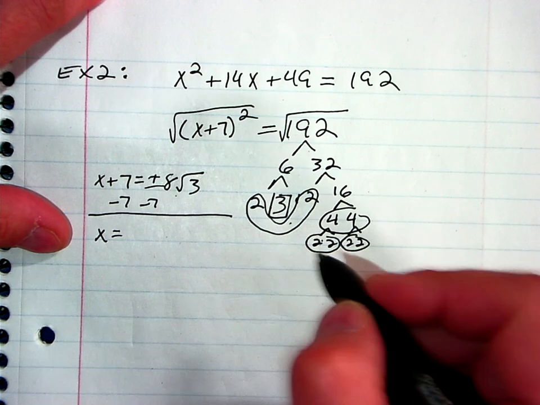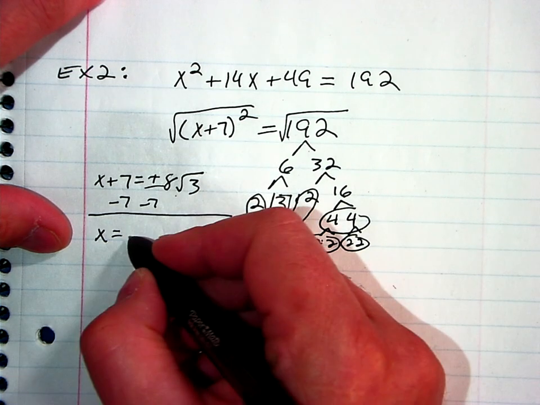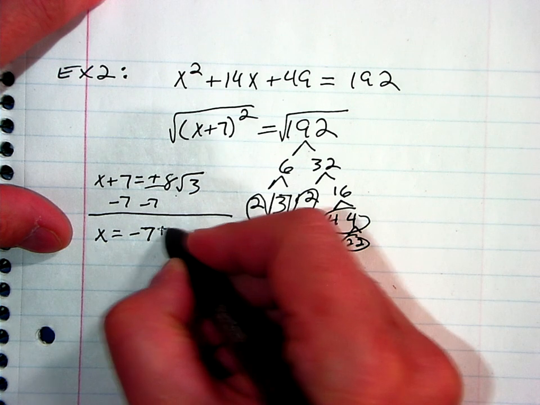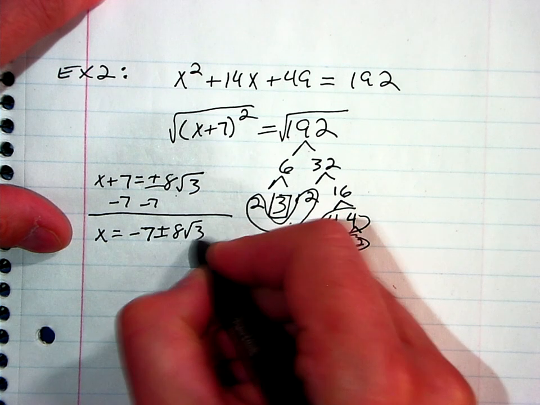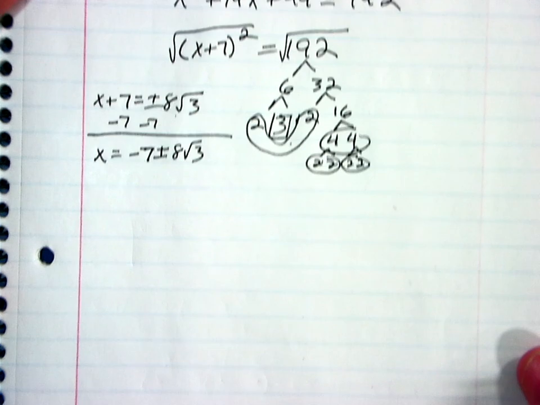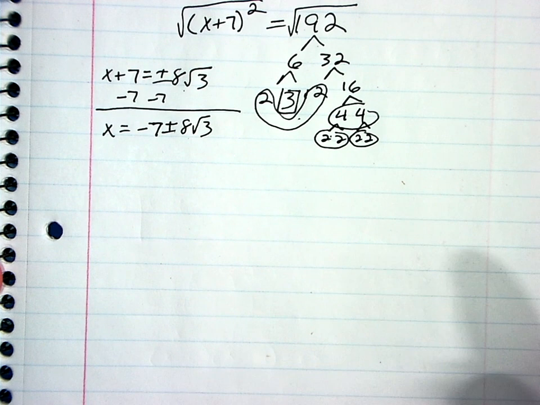Good job. All right, so we subtracted 7, so minus 7 plus or minus 8 square root 3. That's our final answer. I know, that looks mean and ugly. It doesn't look very sweet, that's for sure.